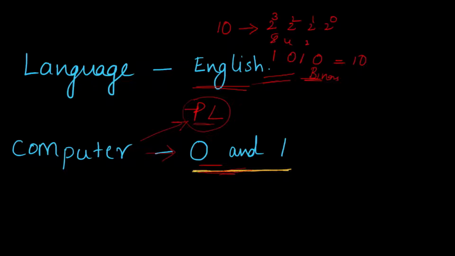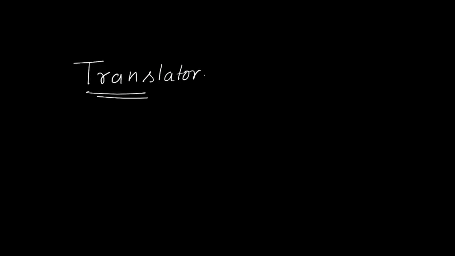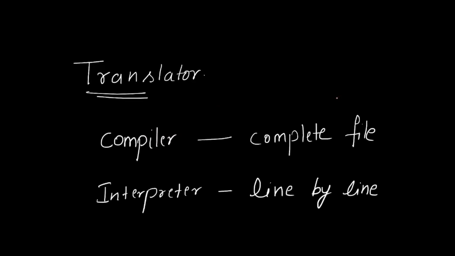So now we need someone who can translate this programming language code to zeros and ones. Who does this task? Translators. Translators are the ones which take any code. So for example, you have written in Python, so .py file, it will take this file and it will convert into zeros and ones. There are mainly two types of translators, compiler and interpreter. Python is actually an interpreter language.